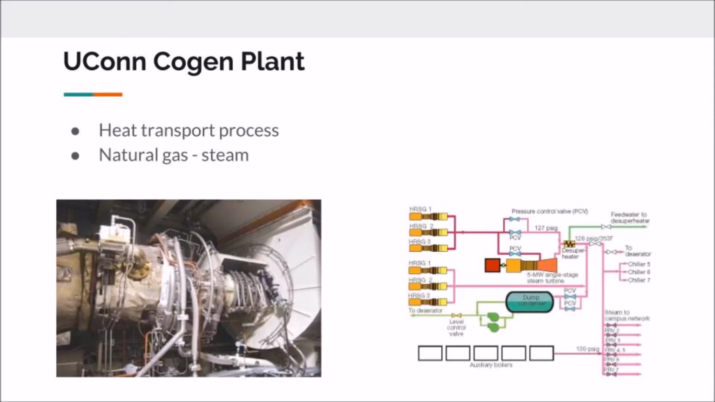My first example of a unit operation is the UConn Cogen plant, which is a heat transport process in which natural gas is burned in a turbine to produce electricity and superheated steam. Once the superheated steam leaves the natural gas turbine, it flows into a steam-powered turbine to generate more electricity and in the process cools the steam. The steam is then at an appropriate temperature to be sent around UConn to its various buildings to act as heating.